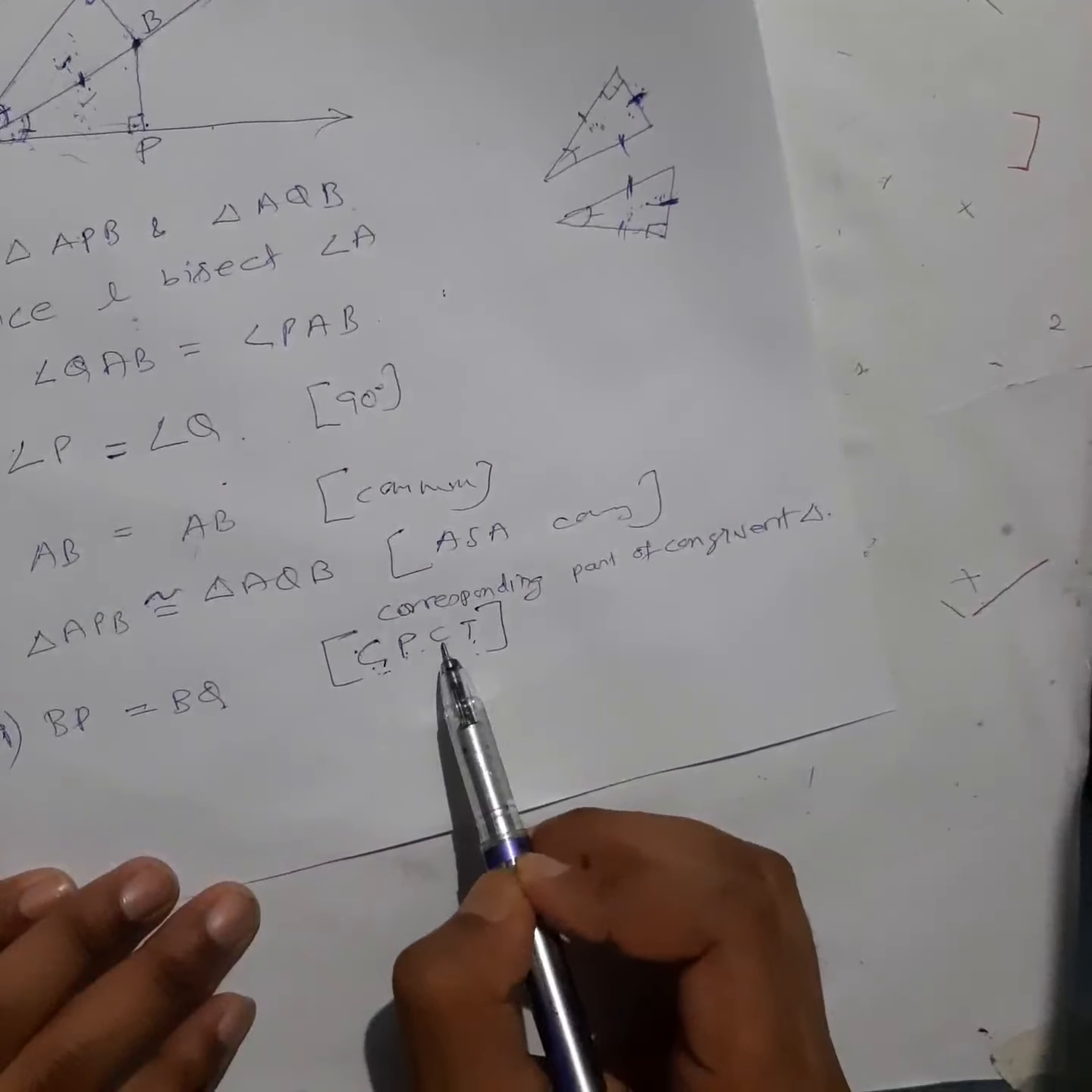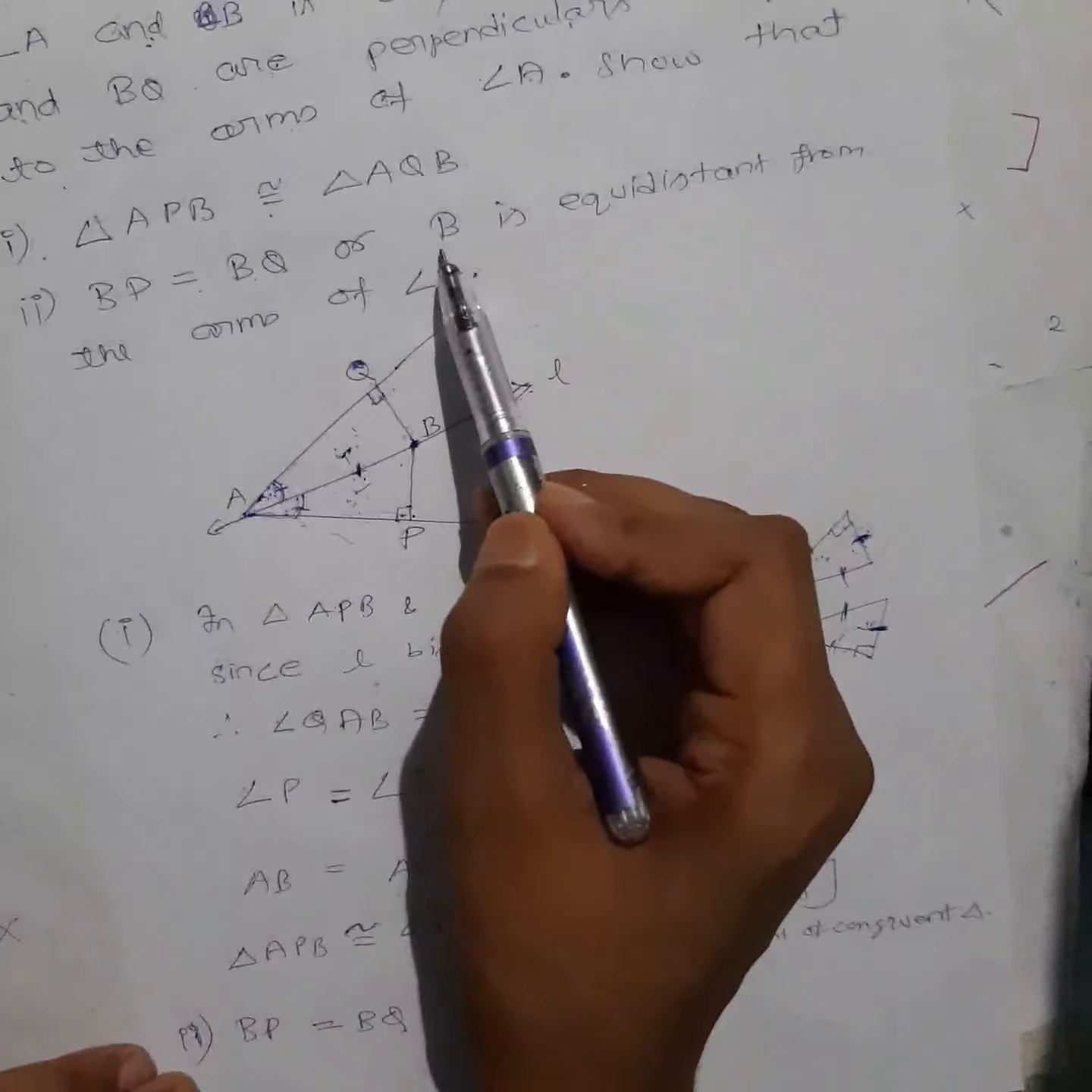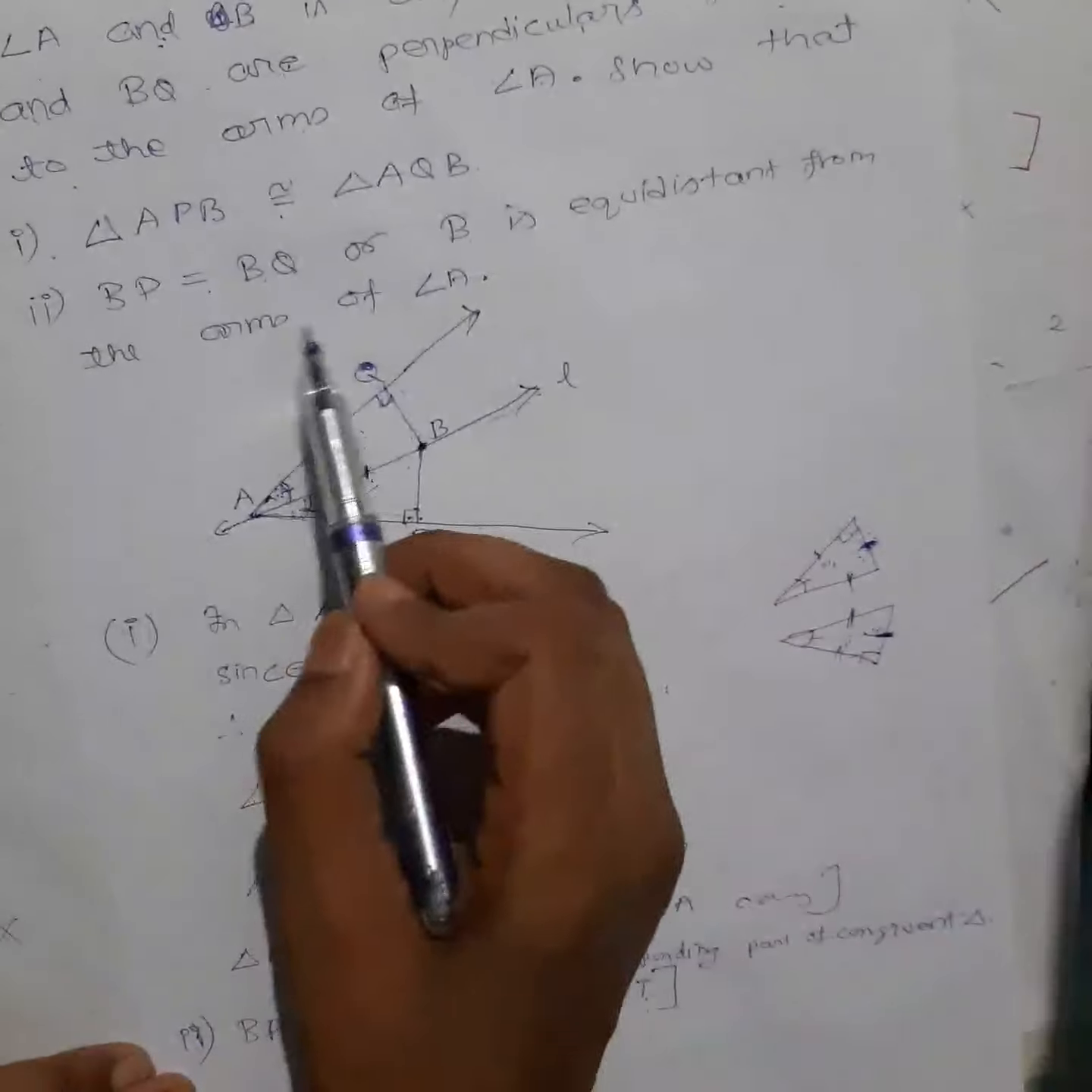Corresponding part of congruent triangle, that's why they are equal. These two sides are corresponding parts, that's why they are equal. Simple. Or they have said B is equidistant from the arms, so same meaning. You have to show this only. So that's it.